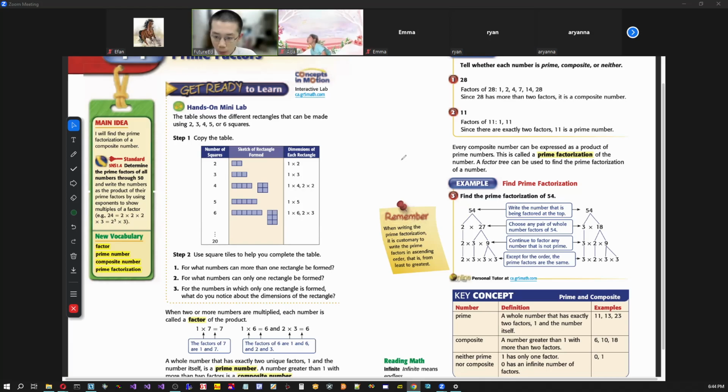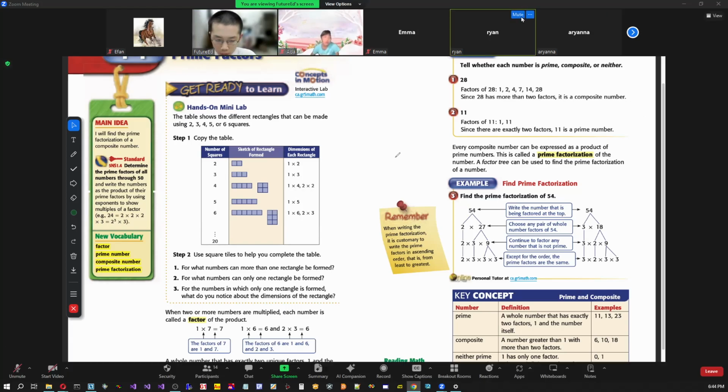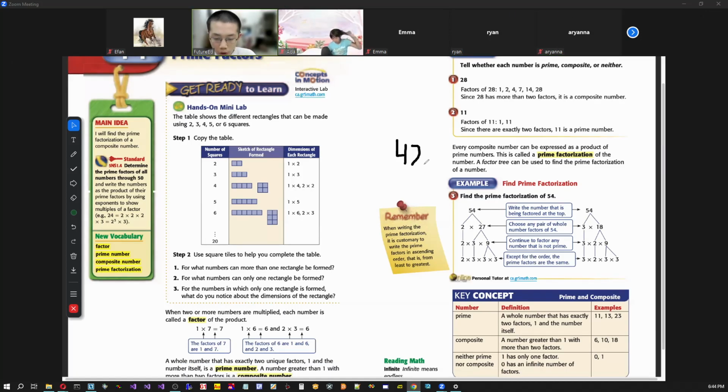I'm going to give you another number. Let's try 42. Okay, so we're going to do our own example on the side. So we just wrote the number that is being factored at the top. And then what's the next step, Ariana? Choose any pair of whole number factors of 54. Okay, so we see here on the left, there's a 2 times 27, and on the right, there's a 3 times 18. Both of them work.